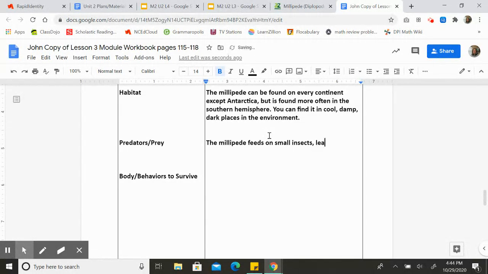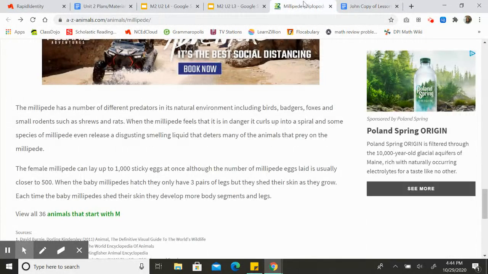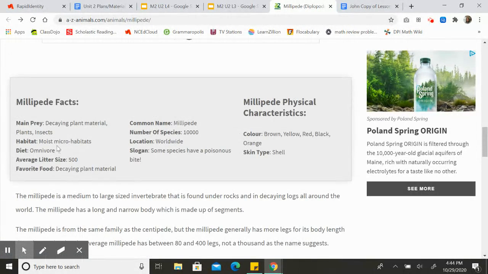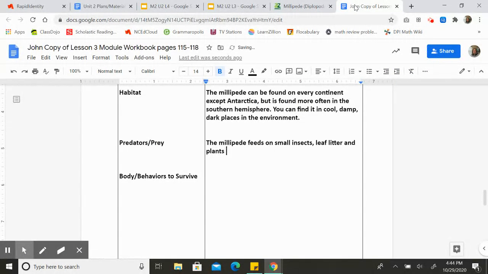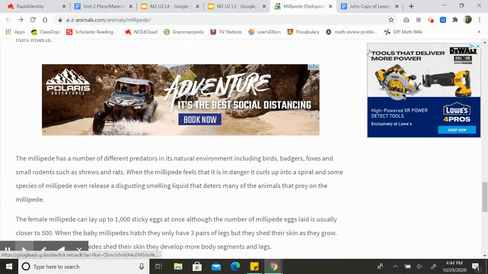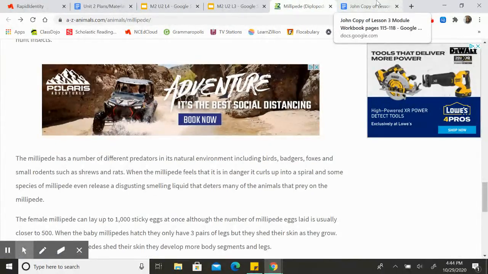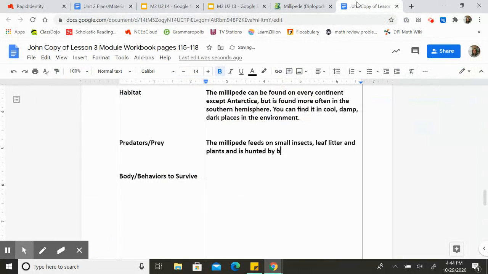What else did it say? Leaf litter and plants, and is hunted by, I'm going to go down, I don't want to say this wrong, birds, badgers, foxes, and small rodents. Okay. All right, and then let's do our last section.